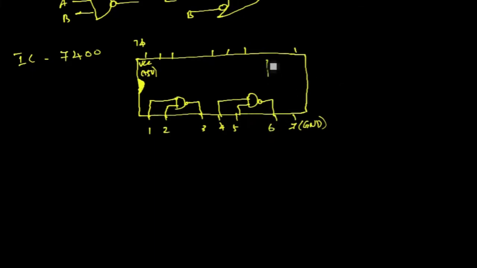And the third NAND gate has pin number 8 as the output, and 9 and 10 as the inputs. And the last gate has pin number 11 as the output and 12 and 13 as the input terminals. So this is the pin diagram for IC 7400.